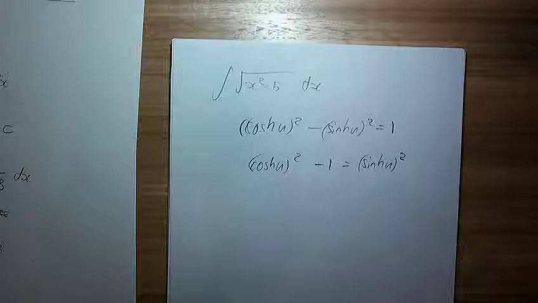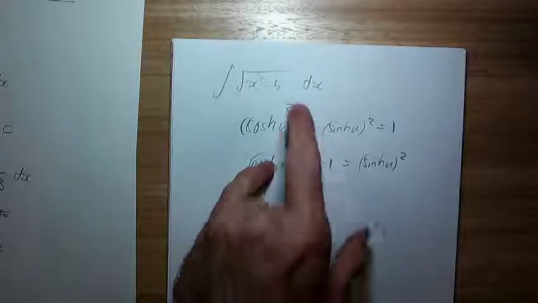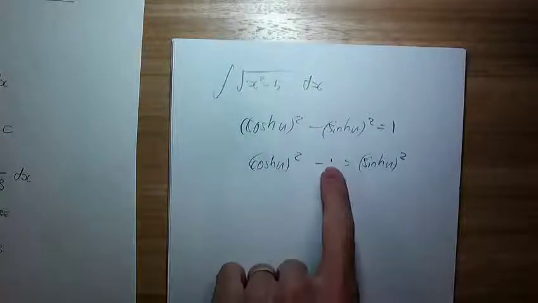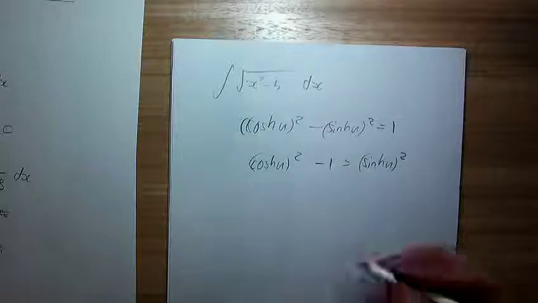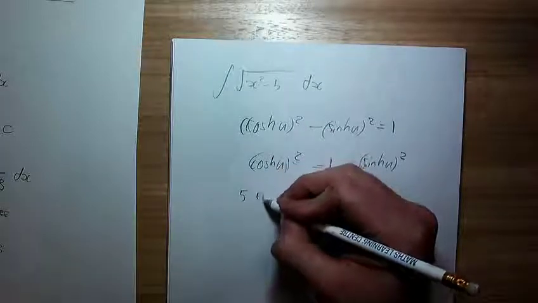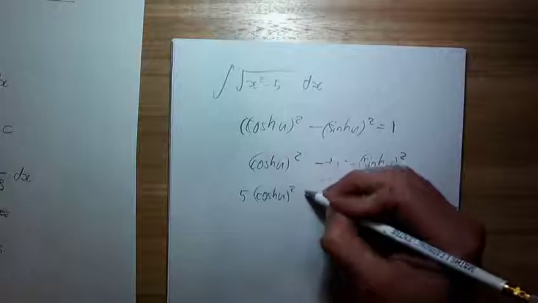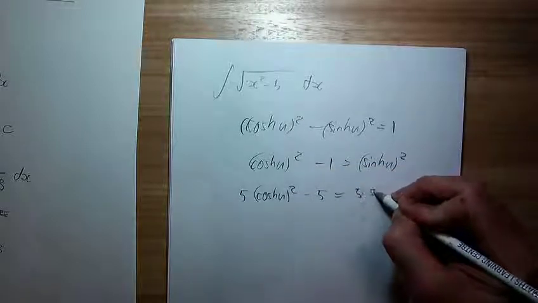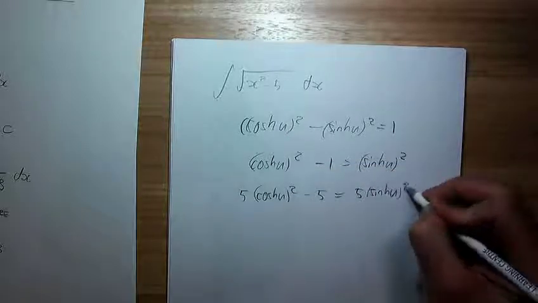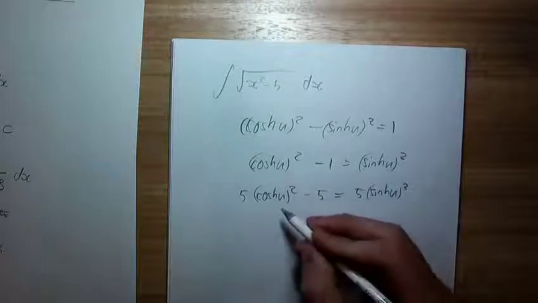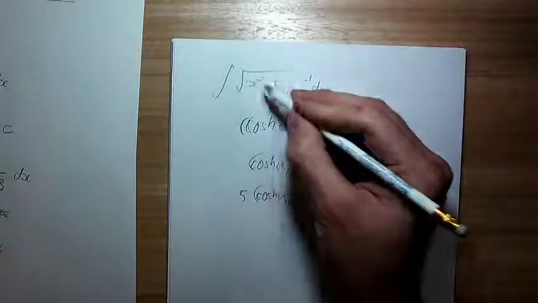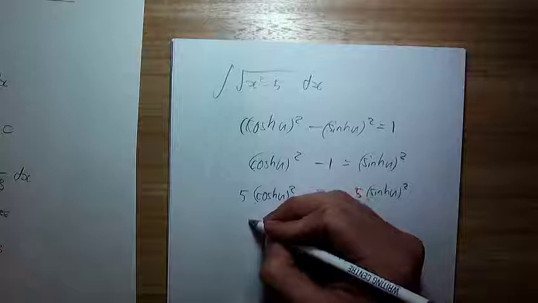And that, my friends, matches. The cosh squared matches with the x squared. The 1 is a number. I just need to multiply everything by 5 so the numbers match. Like that. And then I need to make sure this is a single thing squared, because that's what it is there.